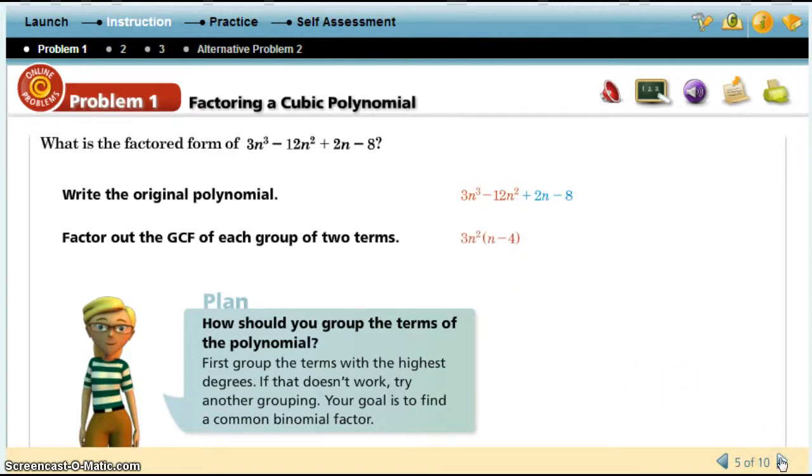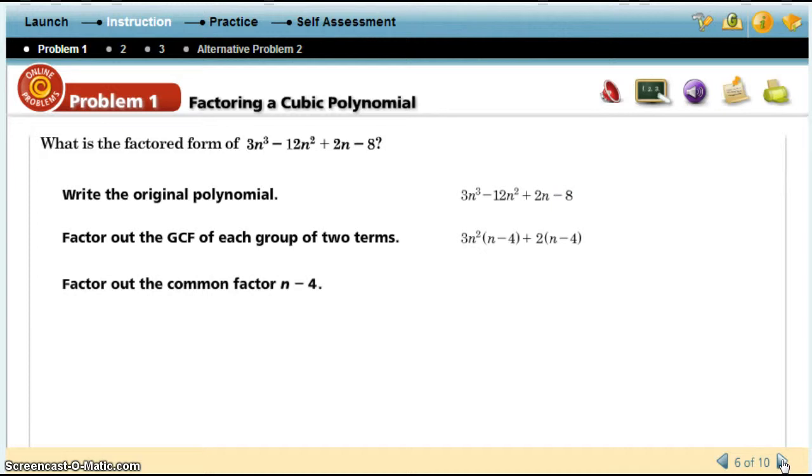Factor 3 times n squared from the first group, and factor 2 from the second group. So notice the GCF of this one is 3 and n squared. So being able to take out that greatest common factor, 3n squared, just divide everything by 3n squared. And then here, this one was a lot easier. The GCF of 2 and 8 is just 2. There's not an n in common because 8 doesn't have an n. So the only GCF there is the 2. So you divide everything by the greatest common factor.